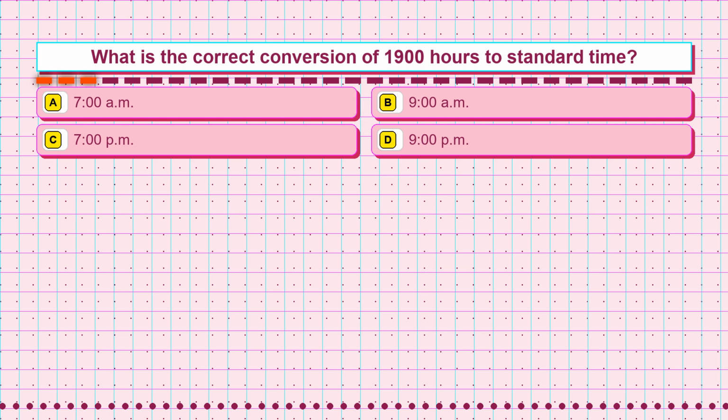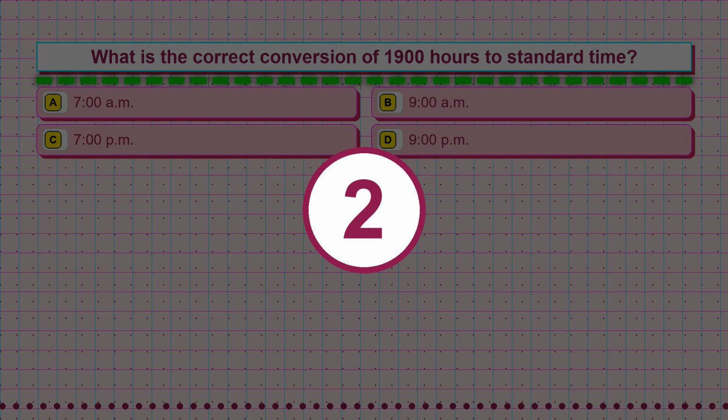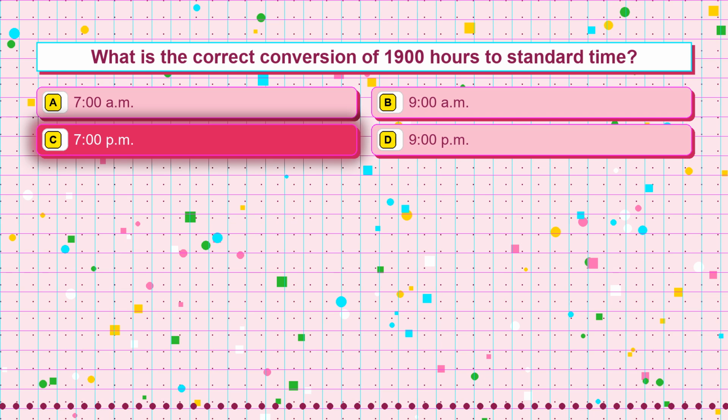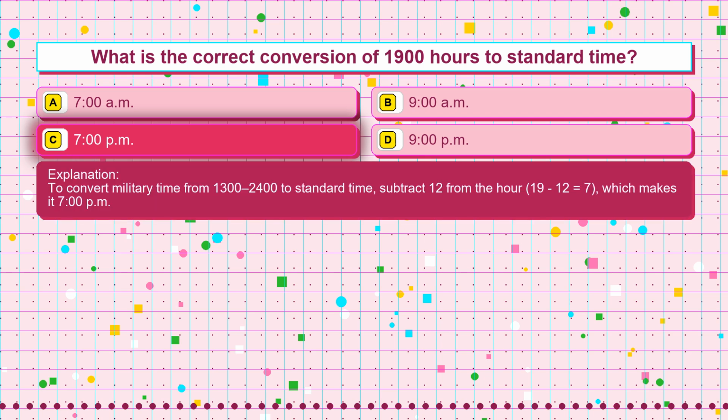Question 18. What is the correct conversion of 1900 hours to standard time? Option A, 7 a.m. Option B, 9 a.m. Option C, 7 p.m. Option D, 9 p.m. The correct answer is option C, 7 p.m. To convert military time from 1300 to 2400 to standard time, subtract 12 from the hour. 19 minus 12 equals 7, which makes it 7 p.m.